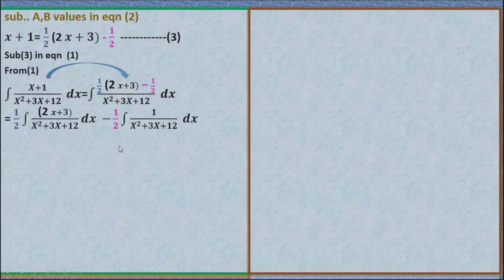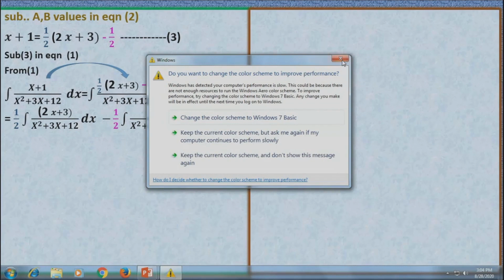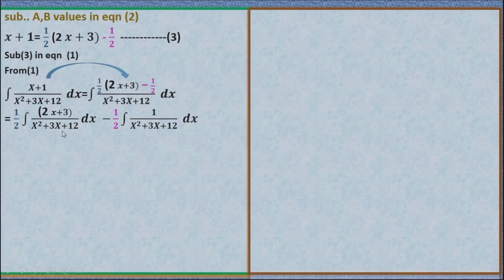Is it clear? Right. Now observe the first term here, integration of 2x plus 3 by x square plus 3x plus 12. Here the function is x square plus 3x plus 12. What is the differentiation? x square differentiation is 2x and 3x differentiation is 3, and 12 differentiation is 0. So what you observe here? 2x plus 3 is the differentiation of x square plus 3x plus 12. So the function is in the denominator and its differentiation 2x plus 3 is in the numerator. So it is in the form of integration of f dash of x by f of x. So what is the result?